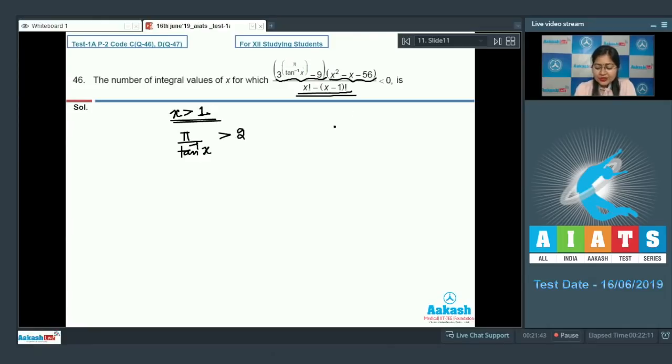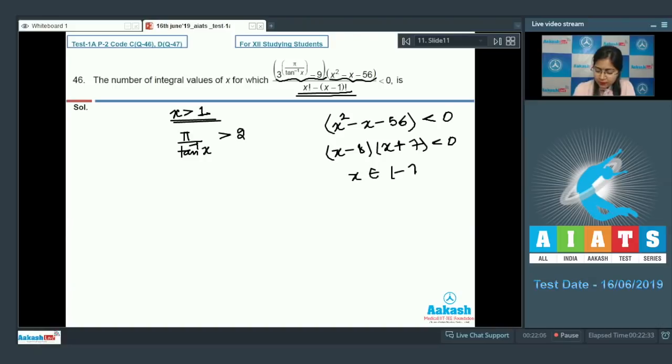So we are left with only this function, that is x square minus x minus 56. So this should be less than 0. Right? So we can say that (x minus 8)(x plus 7) should be less than 0, which means that x will belong from minus 7 to 8. But we have x greater than 1, so the number of integral values we have to find. So the integral values will be 2, 3, 4 and so on up till 7. So we have 6 values here, which means that the answer of this question will be 6.